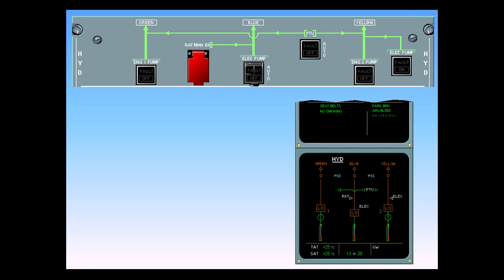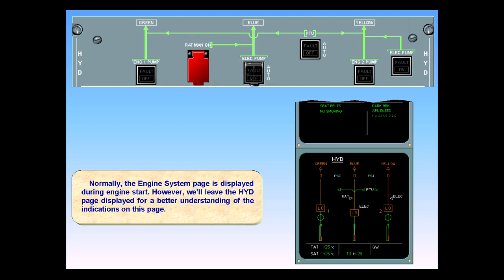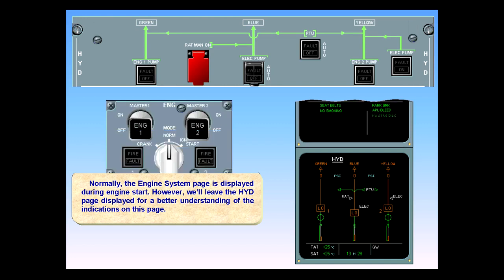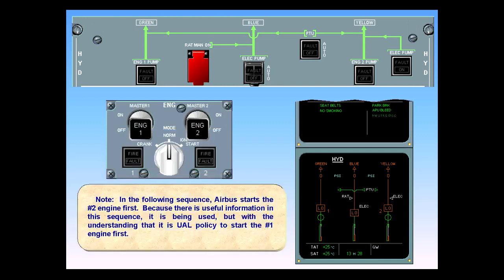Normally, the engine system page is displayed during engine start. However, we'll leave the hydraulic page displayed for a better understanding of the indications on this page. Note, in the following sequence, Airbus starts the number 2 engine first. Because there is useful information in this sequence, it is being used, but with the understanding that it is UAL policy to start the number 1 engine first.